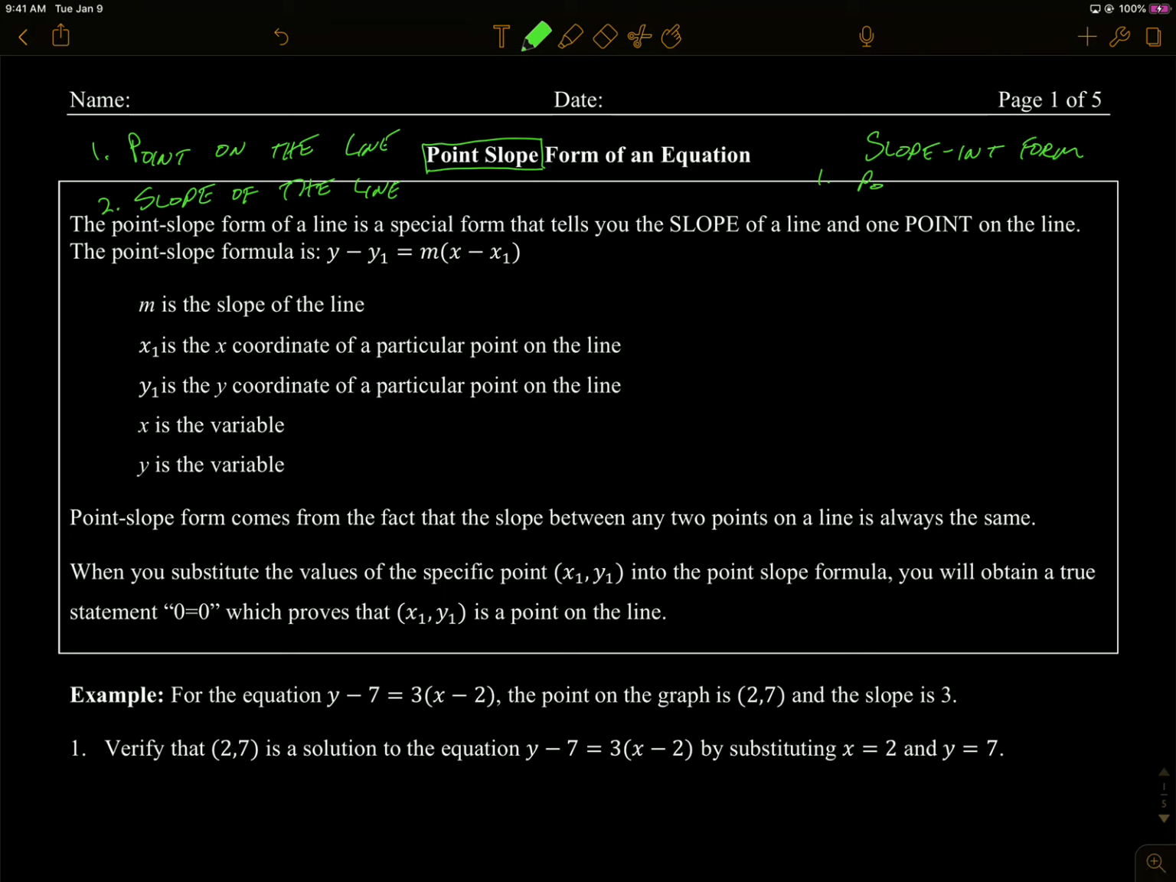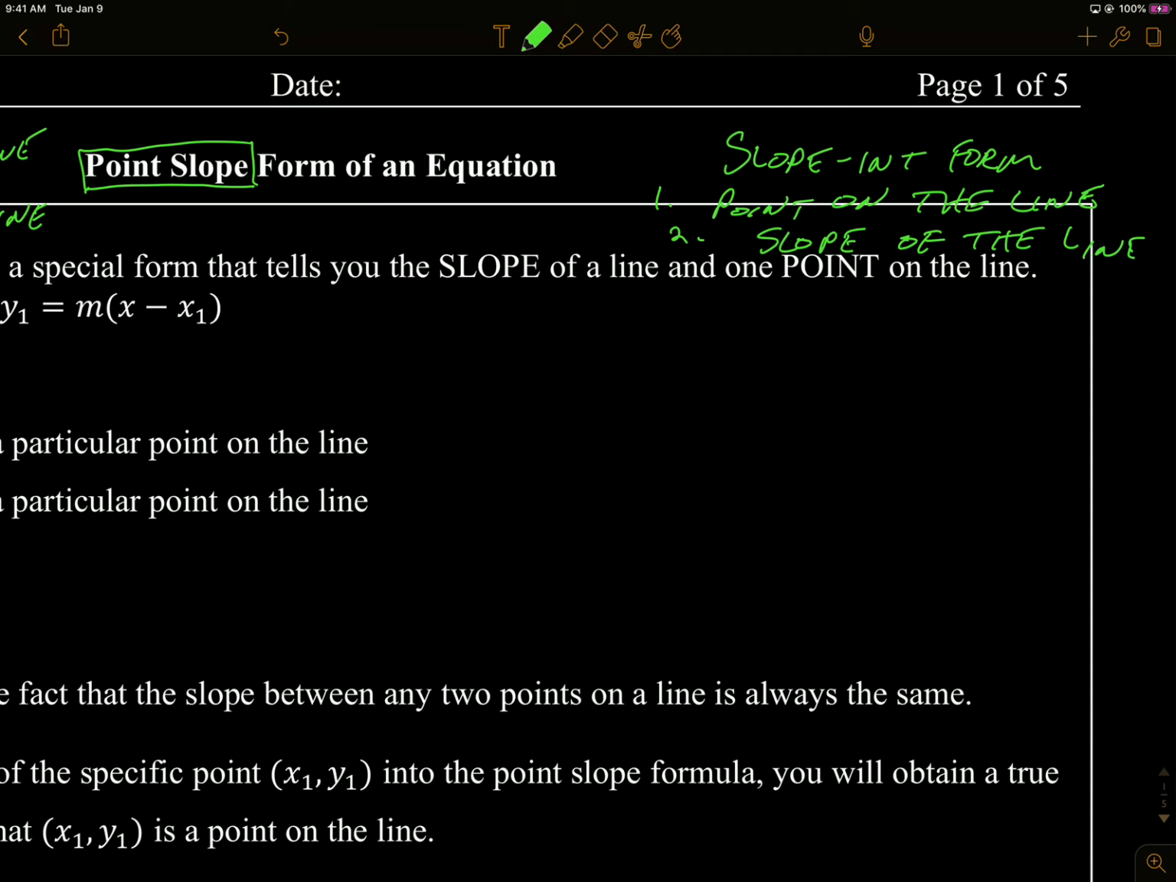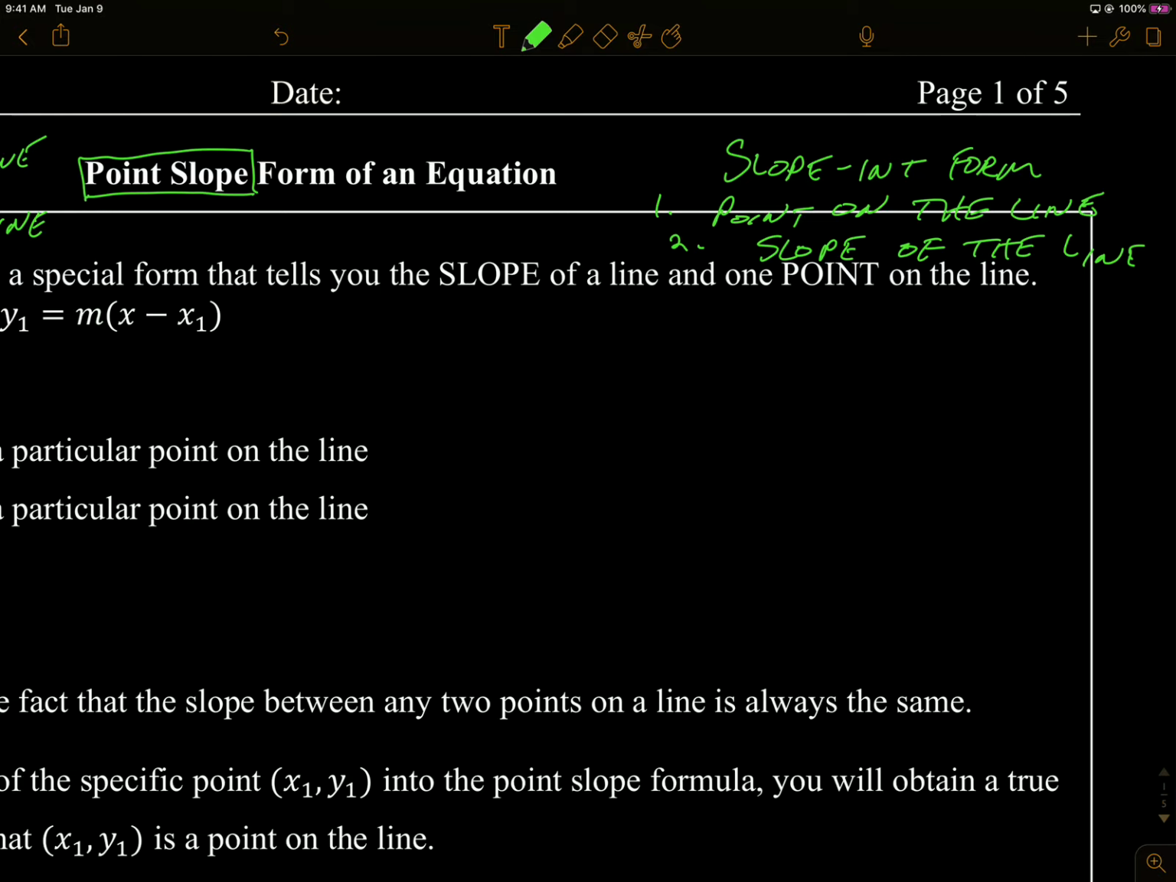We know a point on the line, and we know the slope of a line. Here's the difference. In slope-intercept form, the special point we know is always the y-intercept. And so we know the point's always going to be 0 something. Or I'll put it this way, 0, b. We get it from the equation y equals mx plus b. That's your y-coordinate, and x will always be 0 because it's a y-intercept.